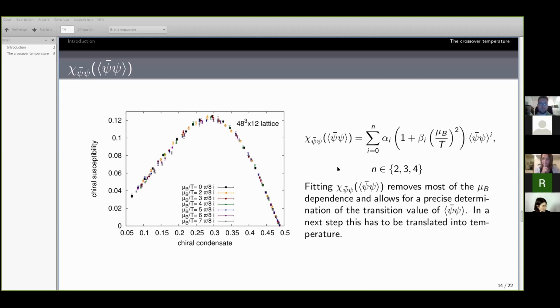we plot the susceptibility as a function of the chiral condensate. Yeah. I can very well imagine it, but I can't give you a real proof right now for that.